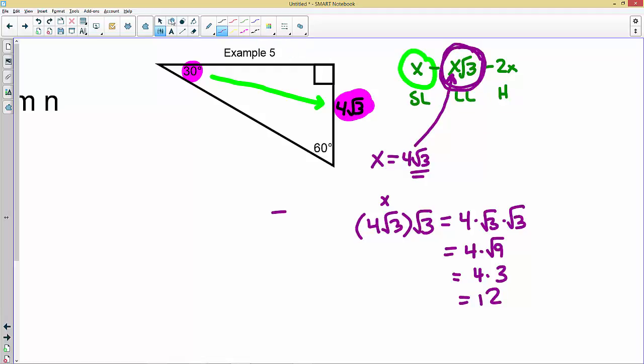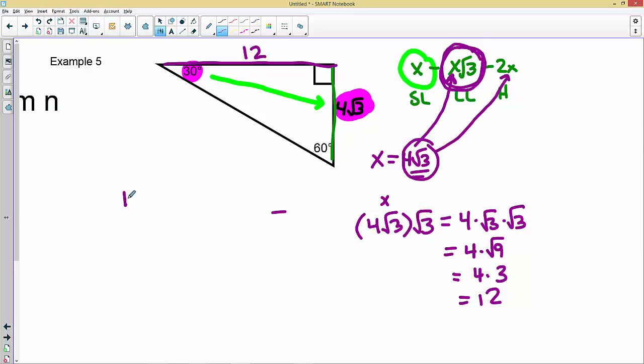Sorry, the example should be moved over here. And we found that this is 12. Again, this is radical 3 times bigger than this side. The long leg is always radical 3 times the short leg. And then to get to the hypotenuse, we're going to take the same x right here and plug it into here.